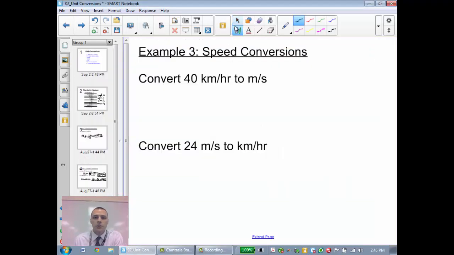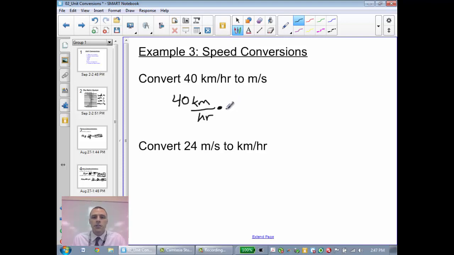Speed conversion is something that we do a lot because we do a lot with motion. And in this case, it's kind of like a two-step conversion. We want to convert 40 kilometers per hour into meters per second. So you have to pick. You have to first convert distance units and then time units, or you can do it backwards and convert the time units and then the distance units.